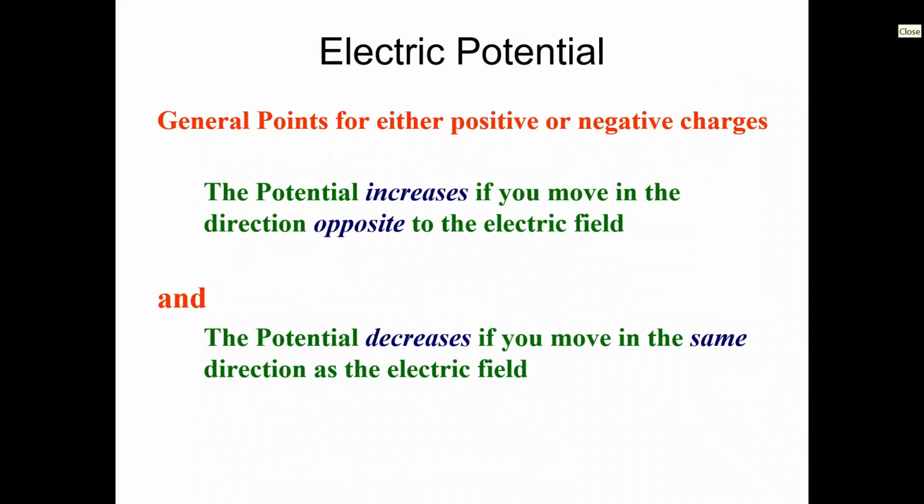So here are some things that are true whether you have a positive or a negative charge. Potential increases if you move in the direction opposite to the field. So if I have an electric field going this way, no matter whether I have a positive or a negative charge, if I move that charge in the opposite direction of the field, V is going to increase. And therefore, if I move in the same direction as the field, my V is going to decrease. That is true whether you have a positive charge or a negative charge.